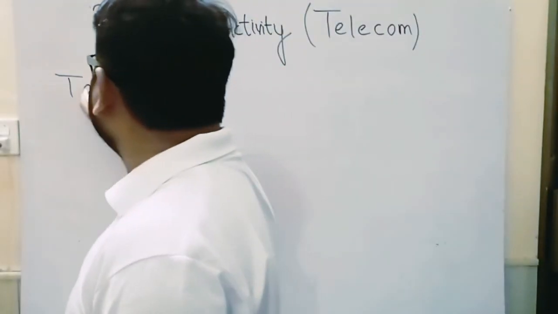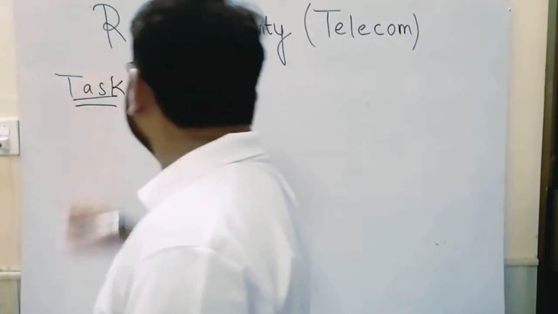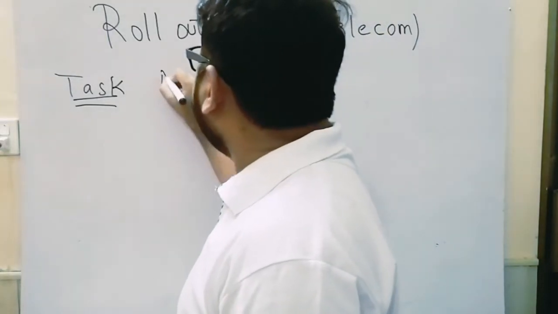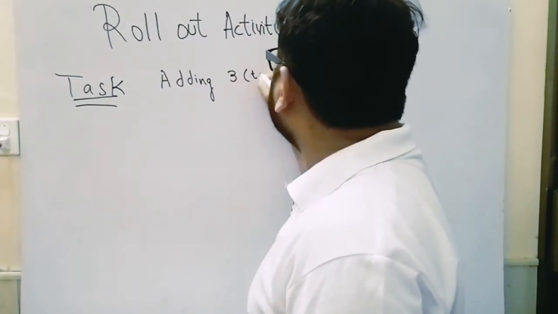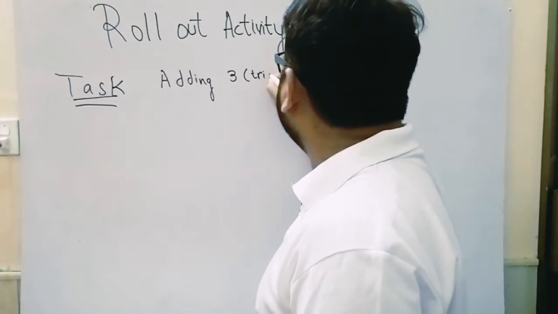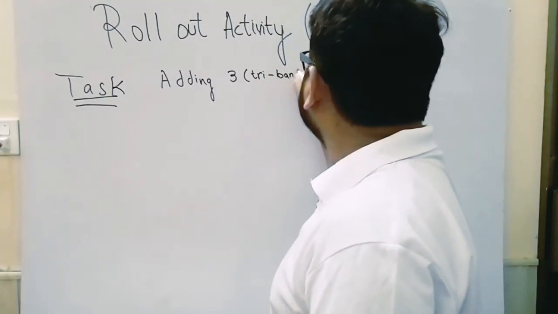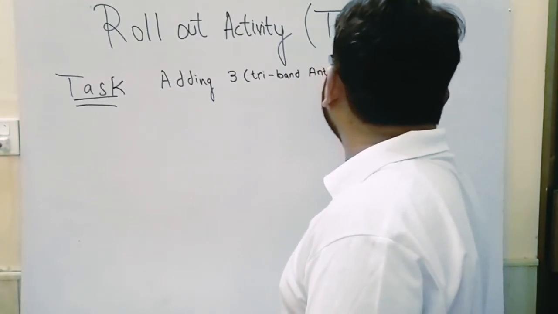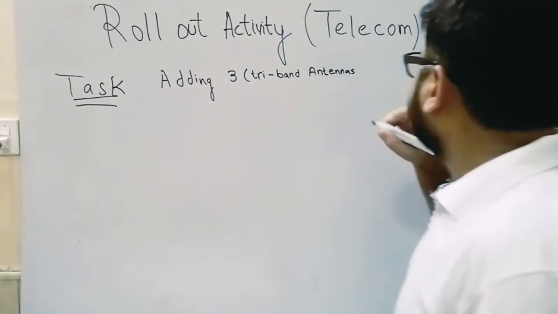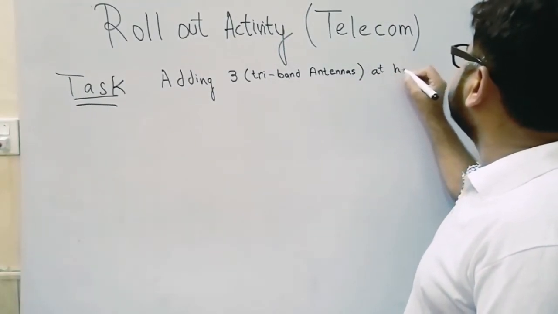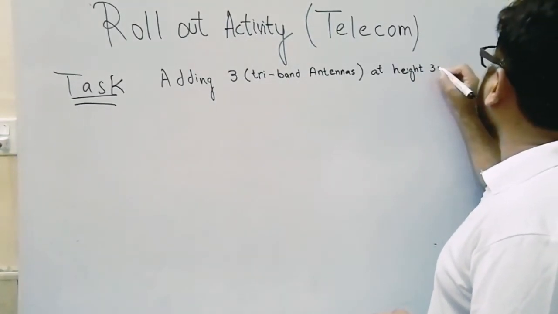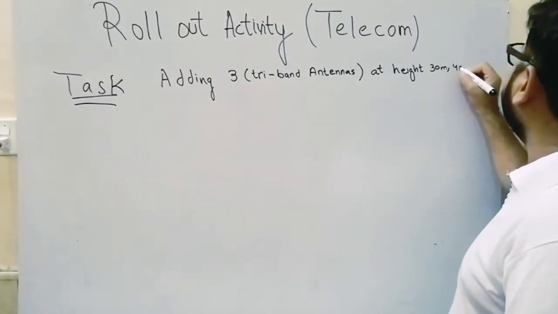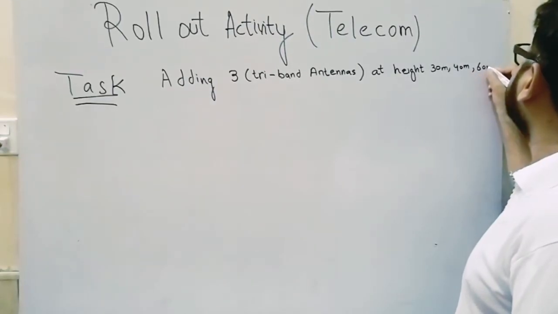Let's start it out. So the task is to add 3 tri-band antennas, 3 dual band antennas, at heights of 30 meter, 40 meter and 60 meter.